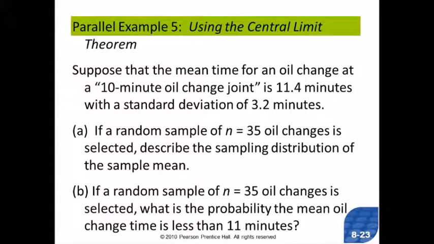Let's have an example. Take note in our example, there is a random sample size of n equals 35. So, you have to use the new formula of the z-score for the sample means. Letter A, describe the sampling distribution of the sample mean. And letter B, the probability that the mean oil change time is less than 11 minutes with size n equals 35. And we have the solution here.